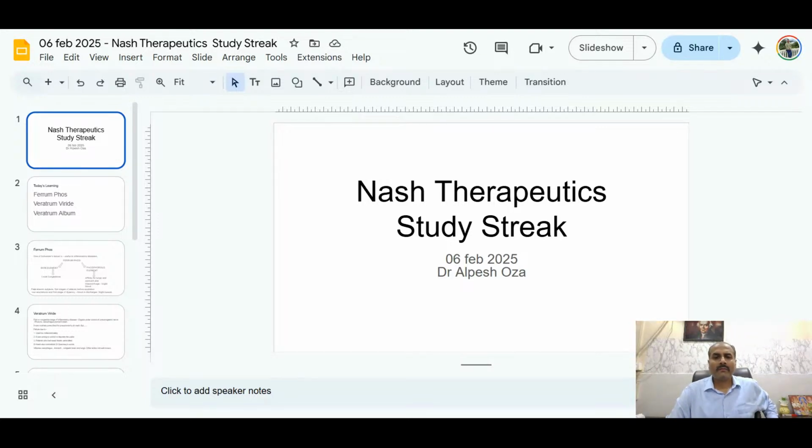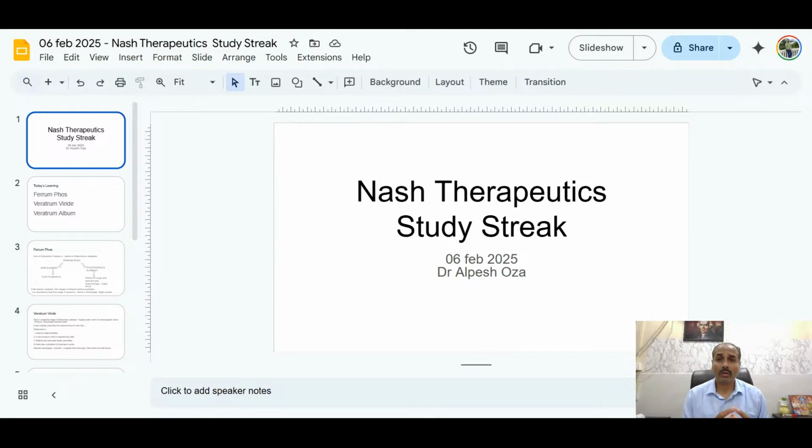So let us begin with today's remedies for Nash Therapeutics study streak, and we have done almost 50 to 60 remedies or more than that. I've lost the count because we are doing almost 3 or 4 or 5 remedies a day, and today we'll pick up three important remedies. Number one is ferrum phos. Number two is Veratrum viride, and number three is Veratrum album.